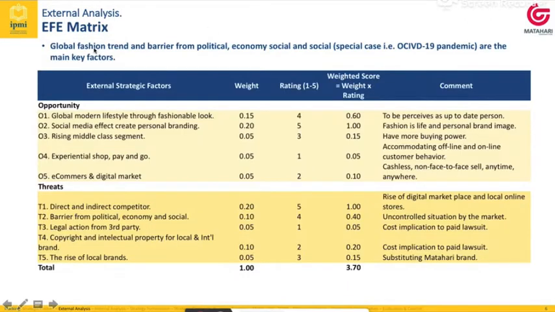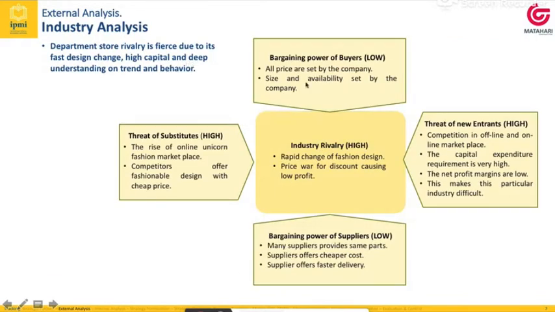Then I have the EFE matrix, which I got from the SWOT opportunities and threats. The way I do this, I put five key external strategic factors for each of the opportunities and threats, and then I weight each of them. In total, it has to be one. Then I rate each factor between 1 and 5, multiply the weight and the rating, and get a total of 3.7 for the EFE matrix.